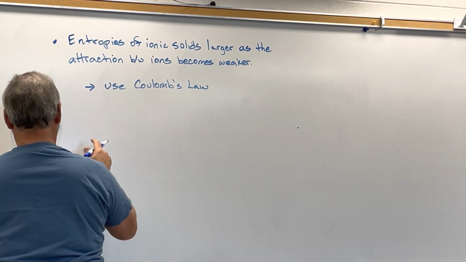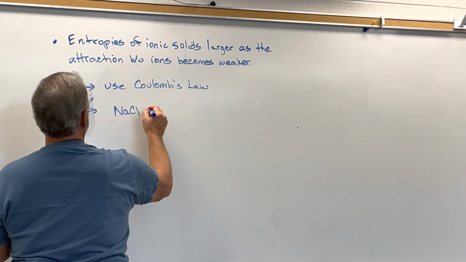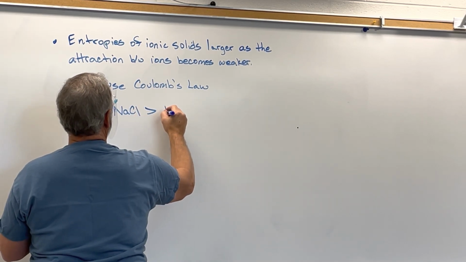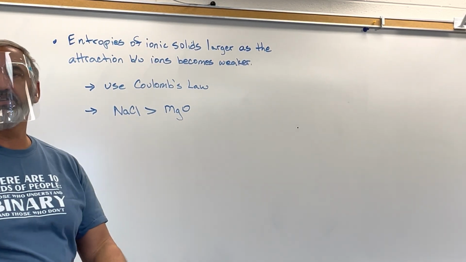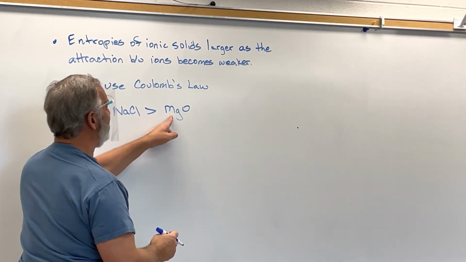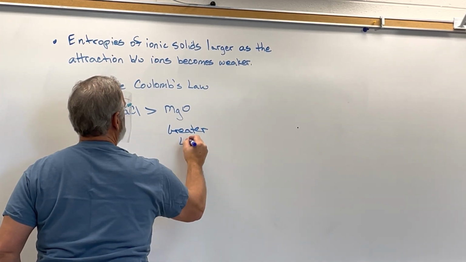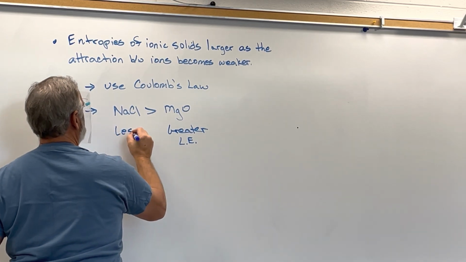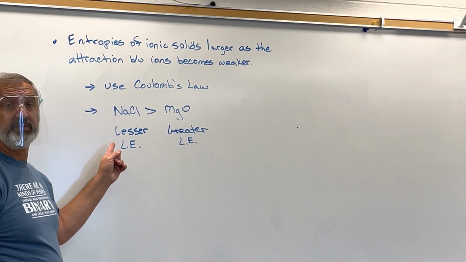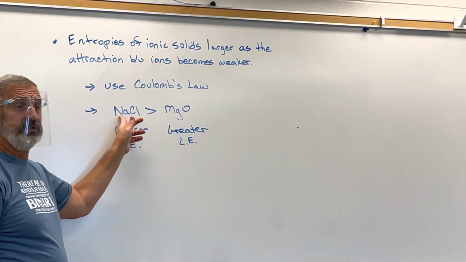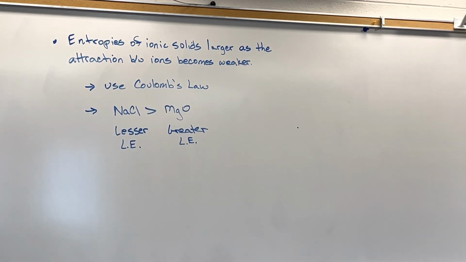Okay, as an example, we could say NaCl has a greater entropy than MgO. +1, -1, +2, -2. This is greater lattice energy, lesser lattice energy. So that means a weaker attraction, so it's going to have the higher entropy. All right, so these are just some things we know about entropies.